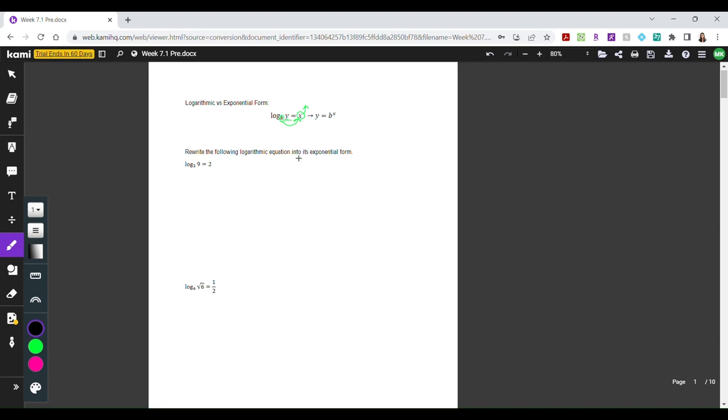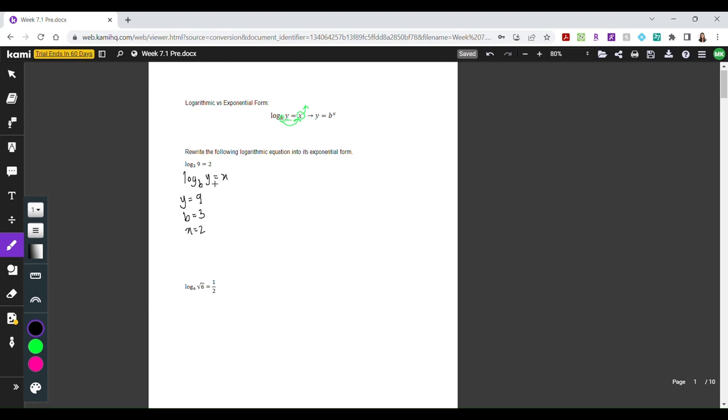So that's what we have: log base 3 of 9 equals 2. From here, let's write out the equation. Remember, we have log base b of y equals x. I want to bump the b up to here, and then the x becomes the exponent. Y will stay where it is. So I know my y is going to be 9, my b is 3, and my x is 2.